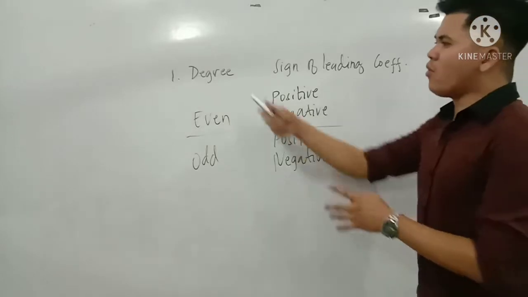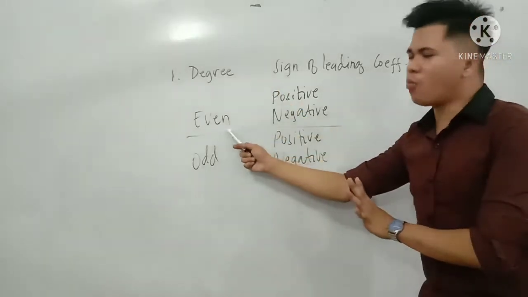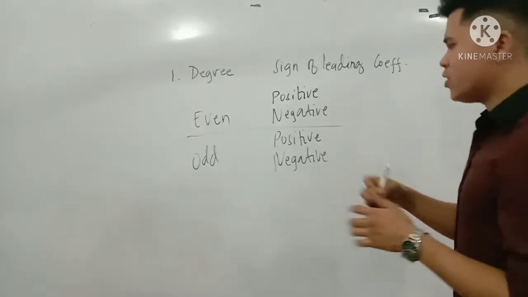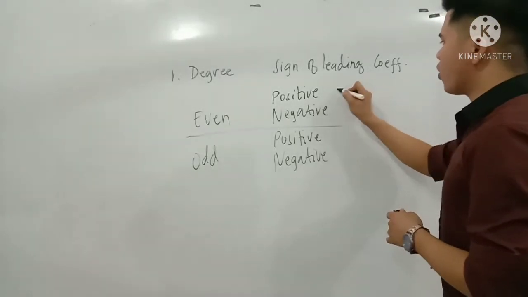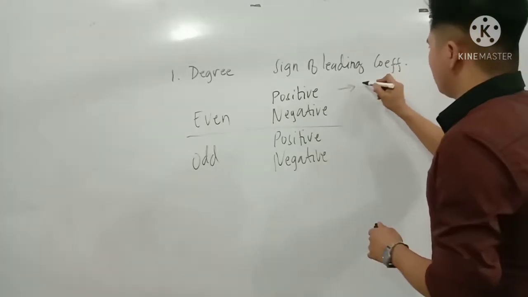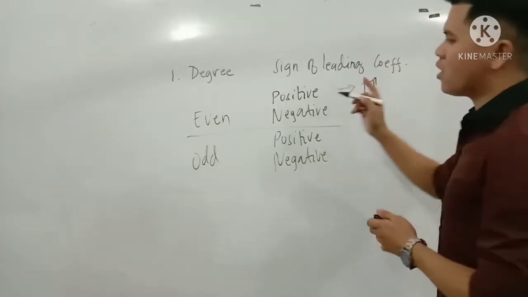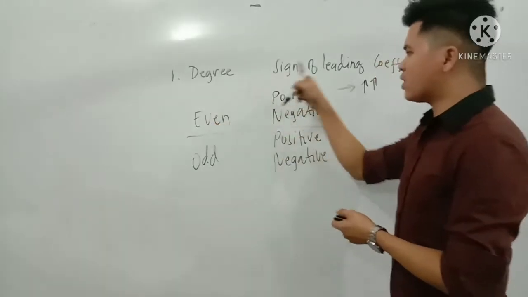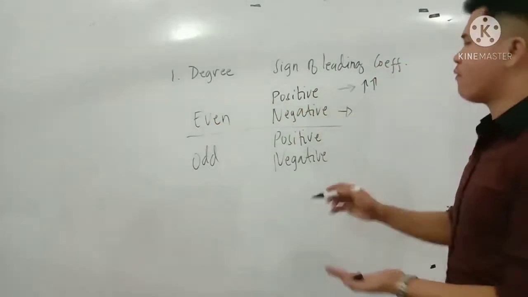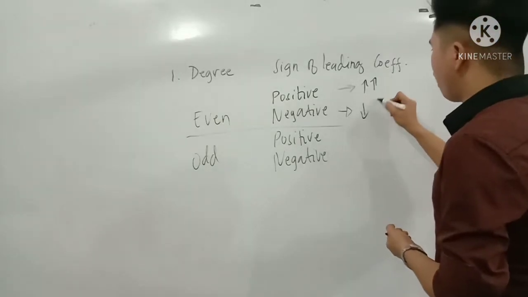Now, if our degree is an even number and the sign of our leading coefficient is positive, therefore, the end behavior of our graph is both rising. Then, if the degree is an even number but the sign is negative, then the end behavior of our graph is both falling.